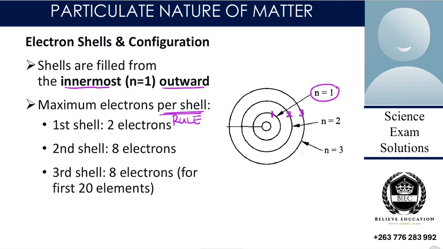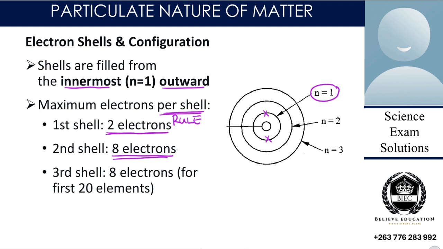The first shell has a maximum of 2 electrons. So our first shell is supposed to be filled with a maximum of how many? 2. Let's say for example we are filling the first shell: we put 1, then 2. When it has 1 and 2 it is full. Then if there are other electrons left, the second shell is filled to a maximum of 8 electrons.